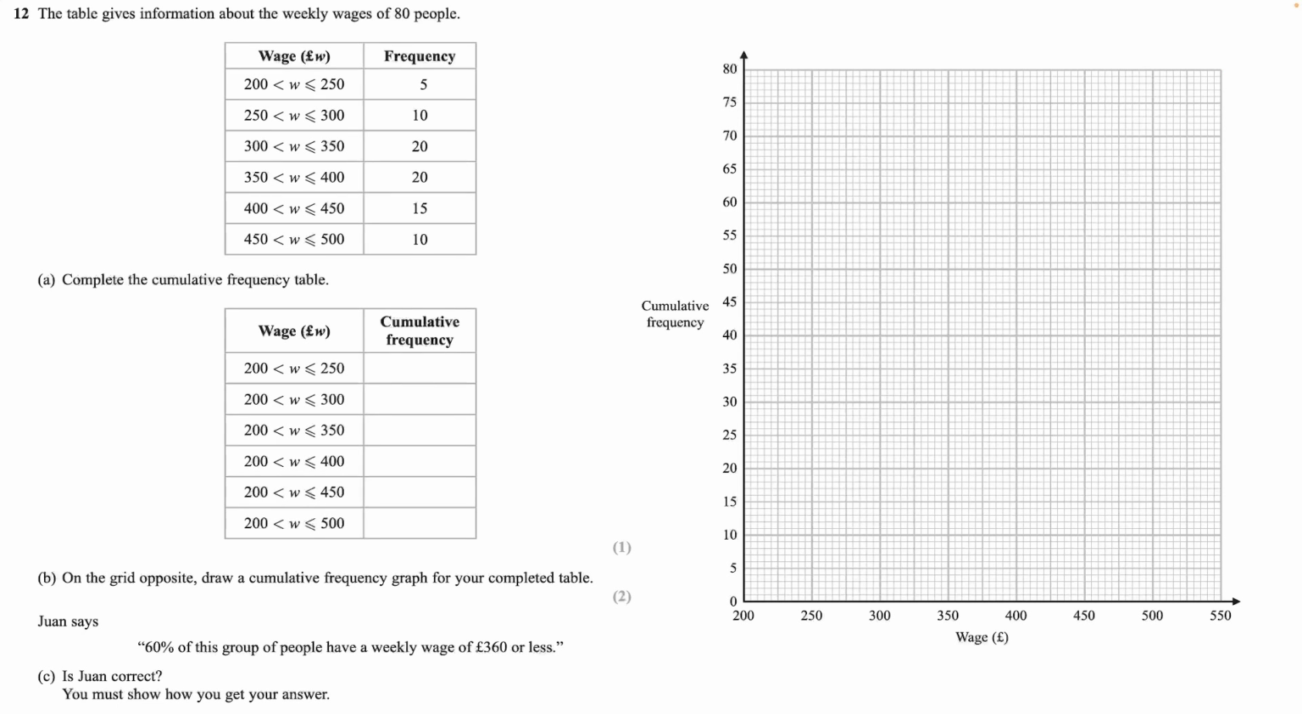Question number 12. The table gives information about the weekly wages of 80 people. We want to complete the cumulative frequency table. So to do a cumulative frequency table, it's basically just a running total. We just add up each thing as we go along.